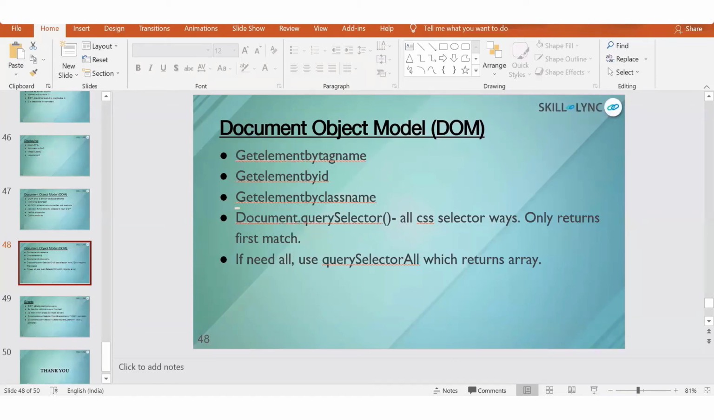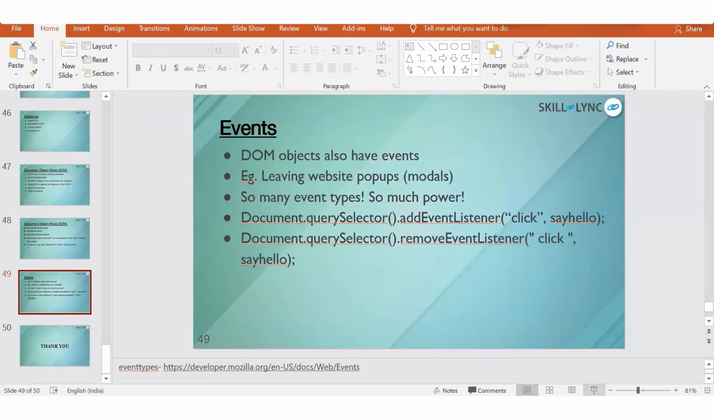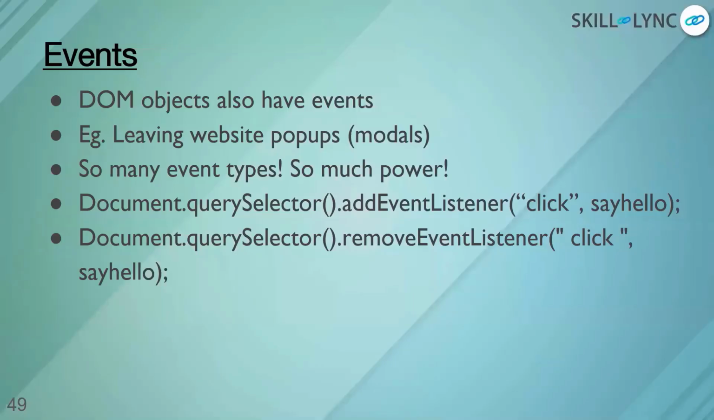You've also seen about events, right? DOM objects have events, like a button has click, mouse has mouse over, mouse out, keyboard has key up, key down. All this information you will get on that web page which I have shared of the MDN documentation. There are so many event types, and that is going to give you so much power to manipulate the entire page.